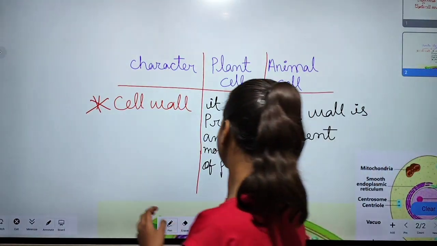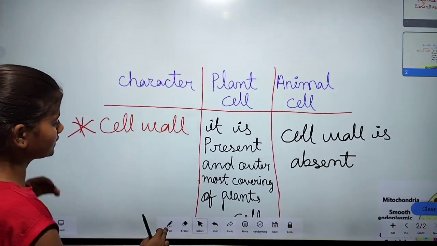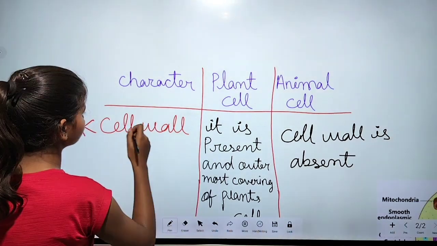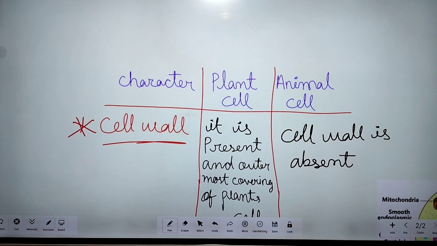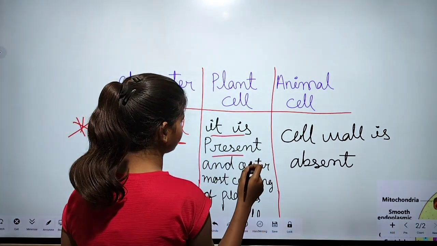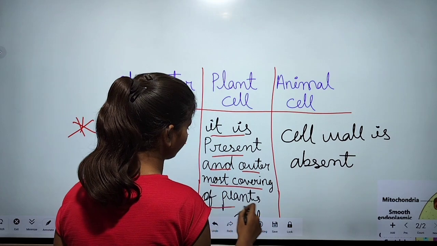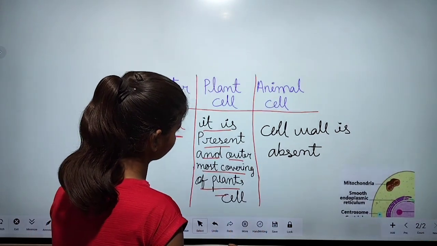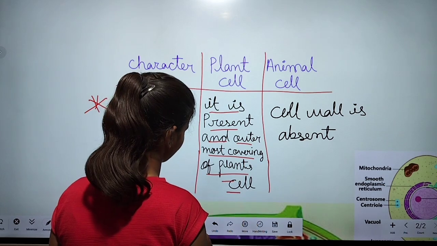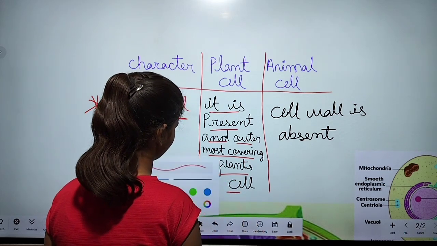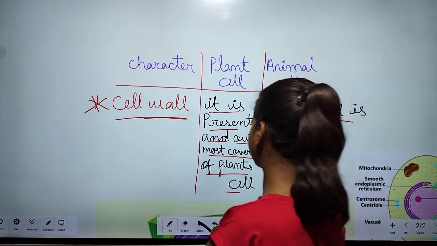One by one. So our first character is cell wall. Cell wall. In plant cell, it is present and the outermost covering of plant cell. But in animal cell, cell wall is absent.